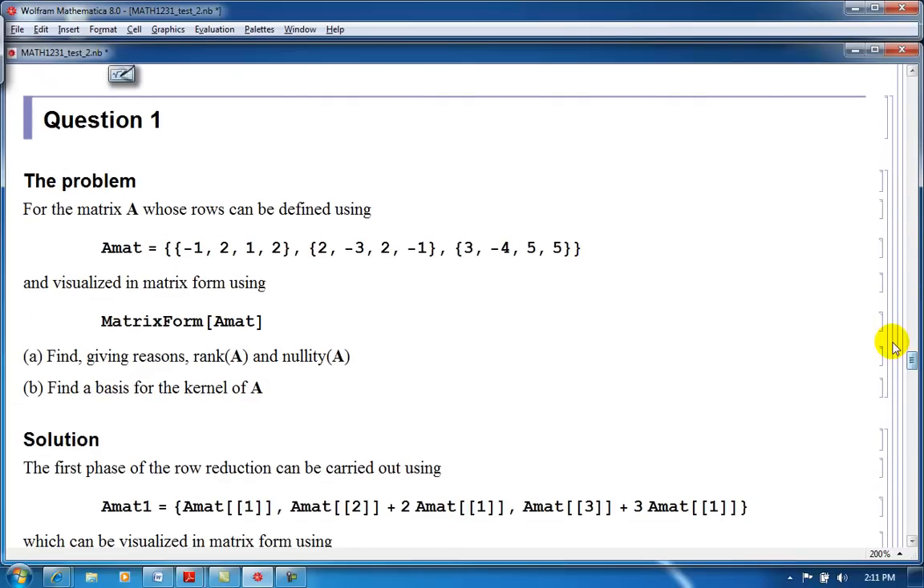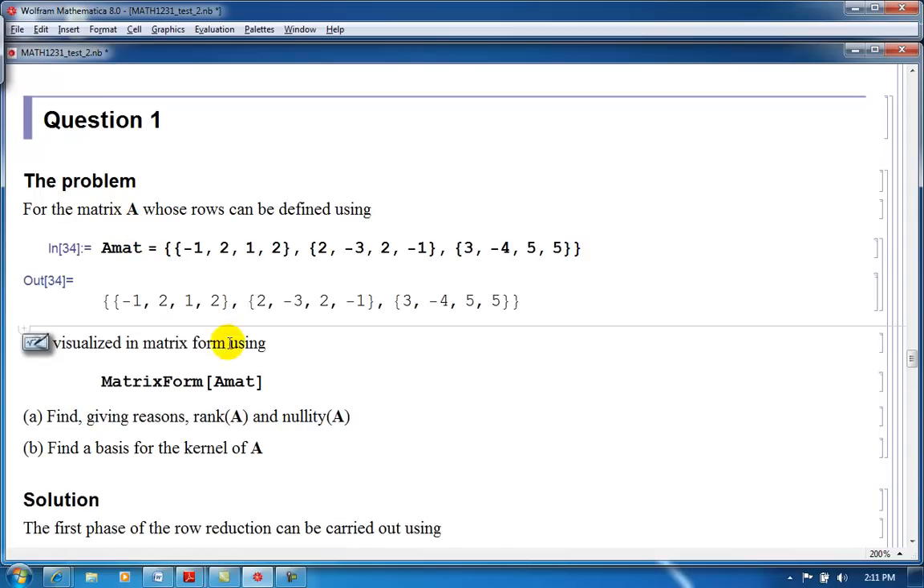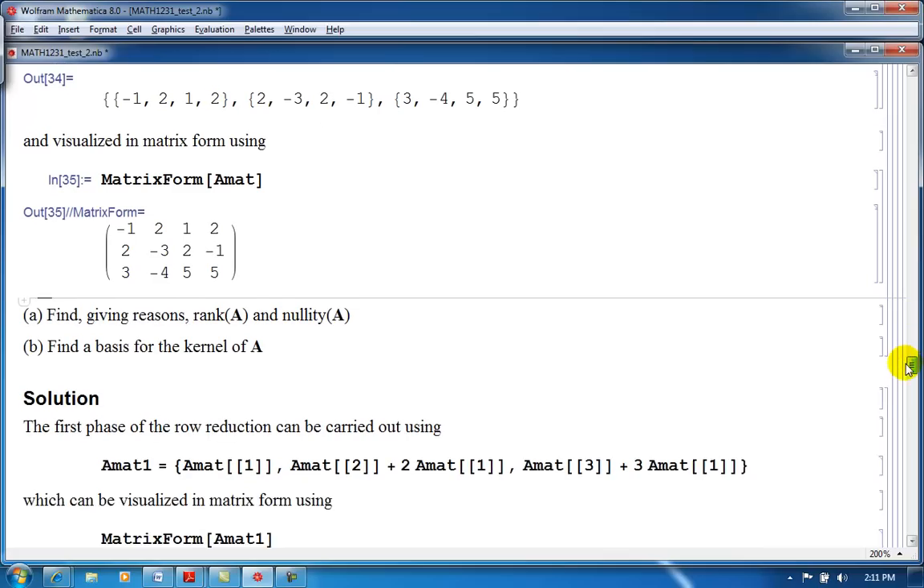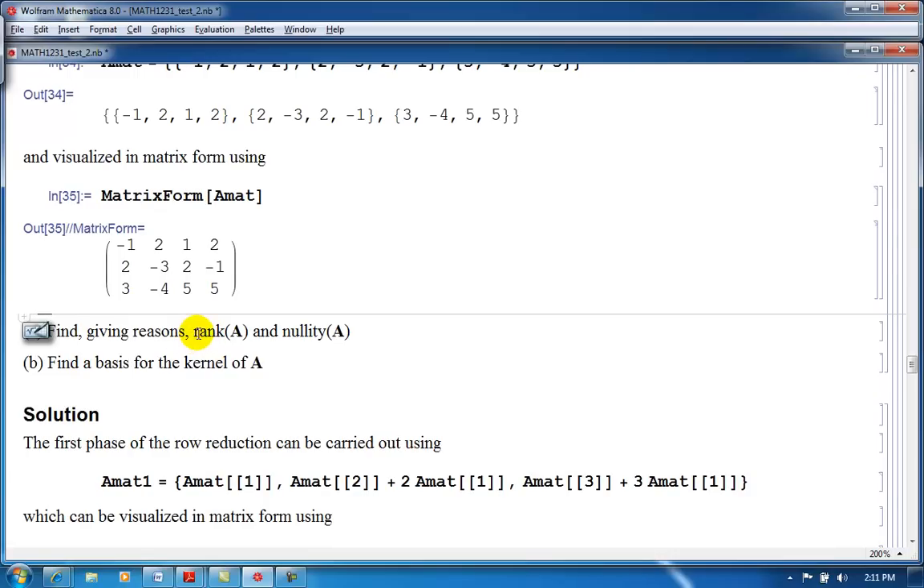So they were the buff problems, and now we want to go to the blue problems. The first question was, we have a matrix A, which we can establish using that, and view it as a matrix using that, and we're asked, giving reasons, to find the rank of this matrix and its nullity, and then in the second part to find a basis for the kernel of this matrix.